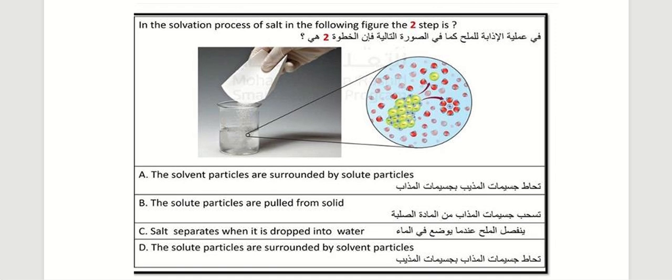Look at this tricky question. They asked which is in the solvation process, step number two, not number one. In number one, they have to separate it into ions. In number two, the solute particles are surrounded by the solvent particles. So the solute particles will be surrounded by the solvent particles. Okay?